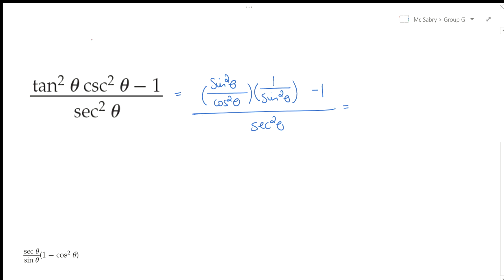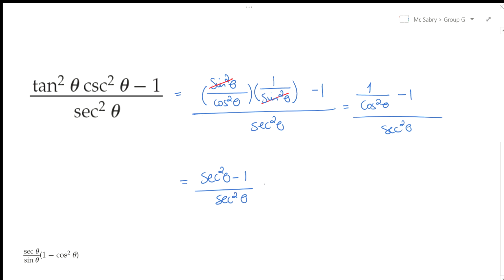When we look carefully, we have these two fractions multiplied by each other. I have sine squared up here and sine squared down there. They'll cross each other. So I will be left with 1 over cosine to the power of 2 theta minus 1 over the secant squared theta. Based on the identities, 1 over cosine squared is basically secant squared theta, minus 1, and again over secant squared theta.